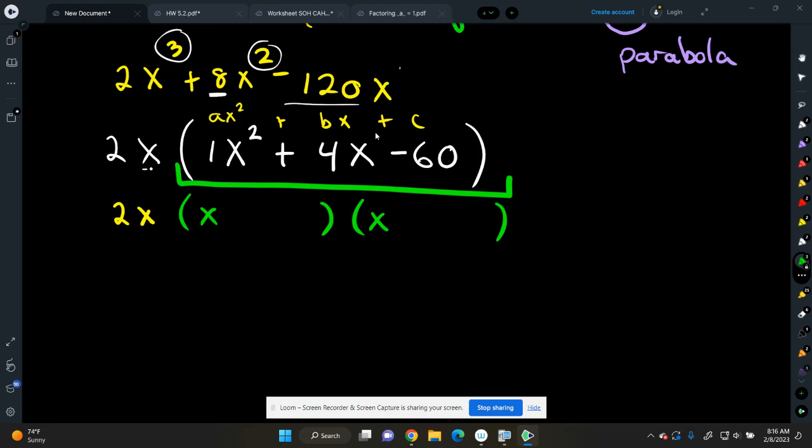Adds to 4, but multiplies to negative 60. Now, a lot of times we can see it right away. But sometimes, like with this one, we may not. So just start listing your factors of 60.